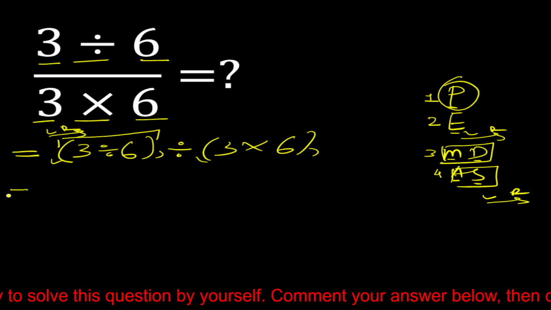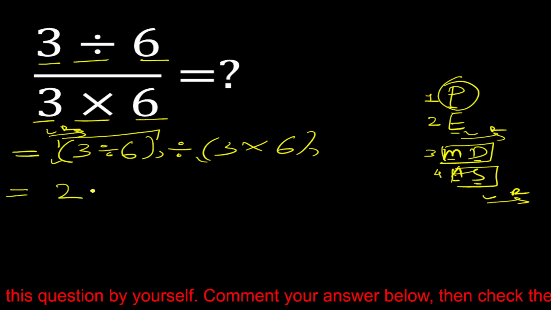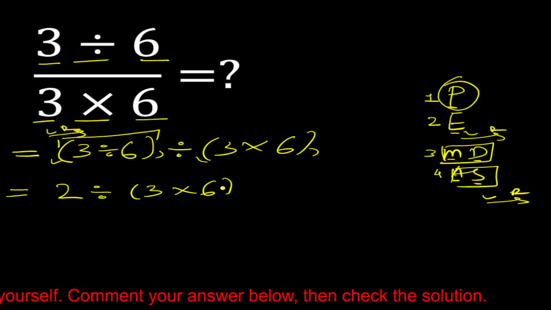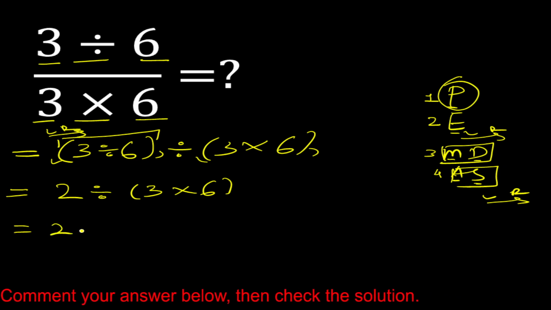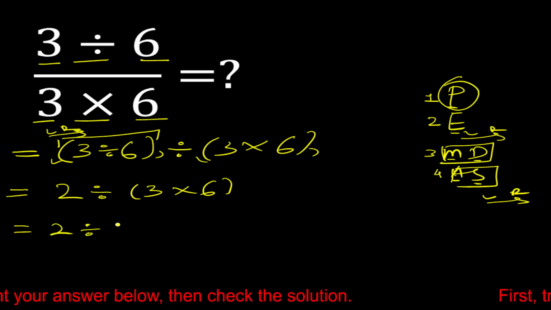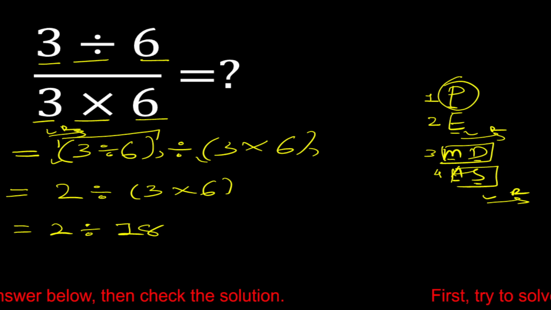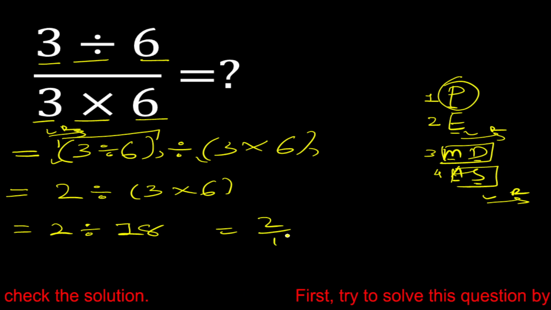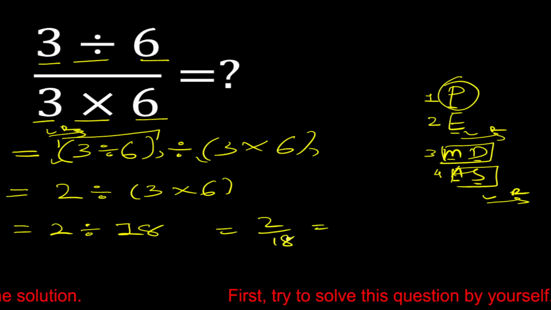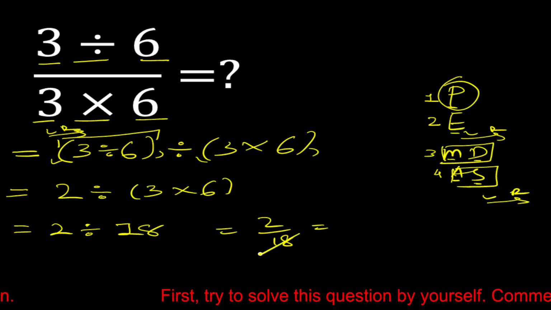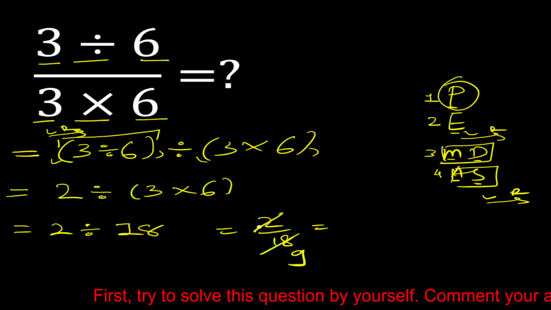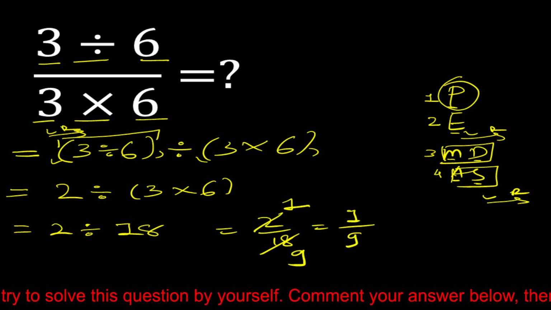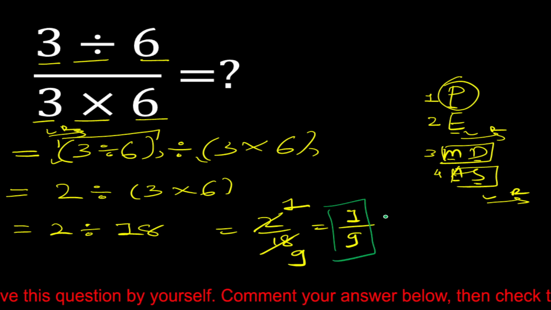Okay, so 3 divided by 6 is equal to 2. Divide 3 multiply 6. Okay, now 2 divide 3 multiply 6 is equal to 18. Okay, so now 2 divide 18 is equal to, now divide 18 by using 2. So 9 and divide 2 by 2. So here is 1. So 1 divided by 9 is the correct answer. Okay, so the correct answer is 1 by 9.